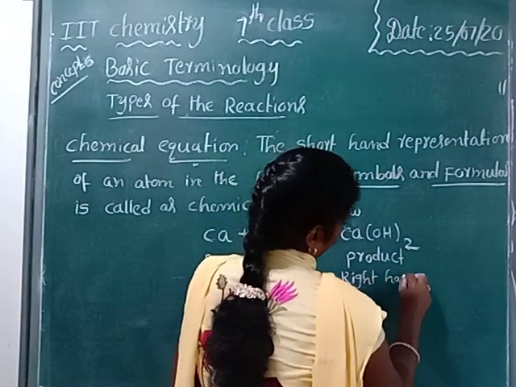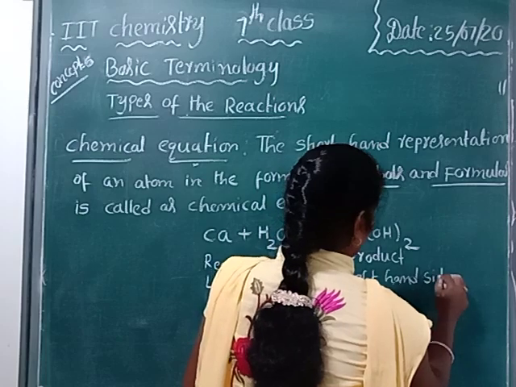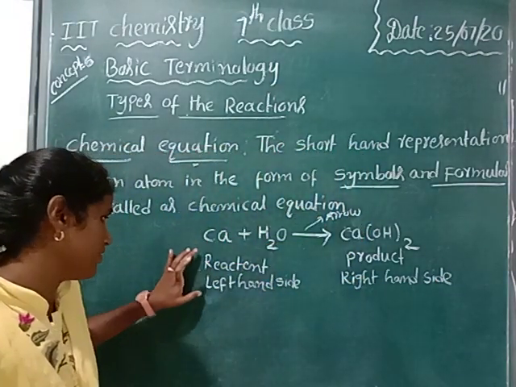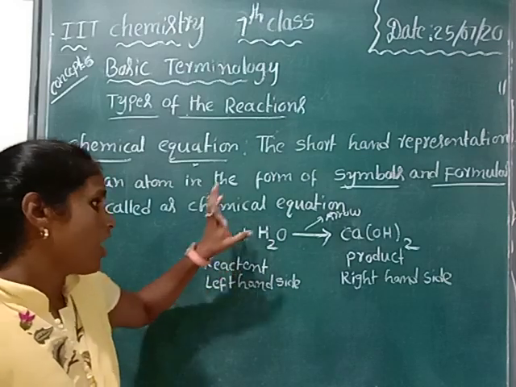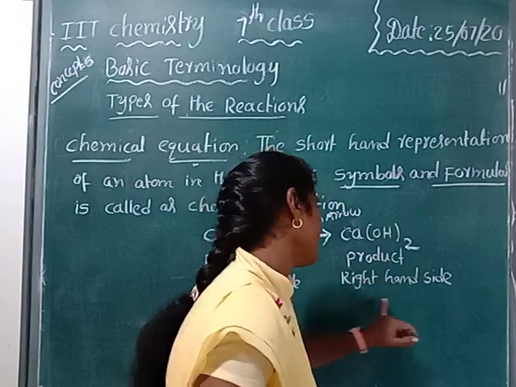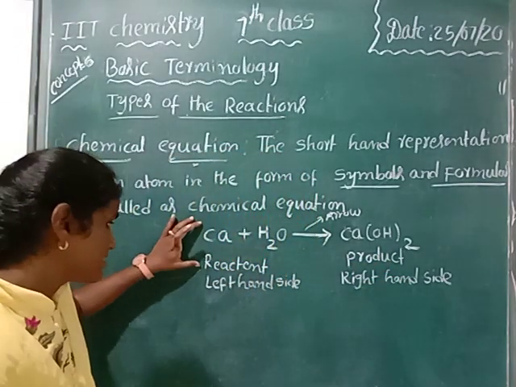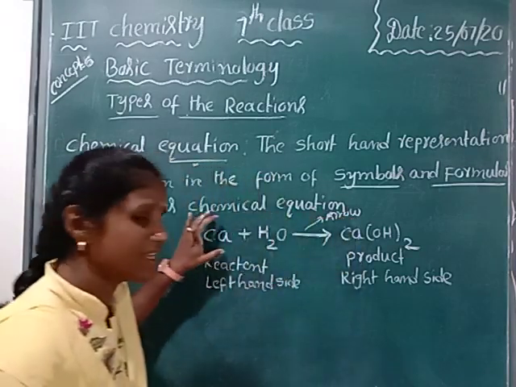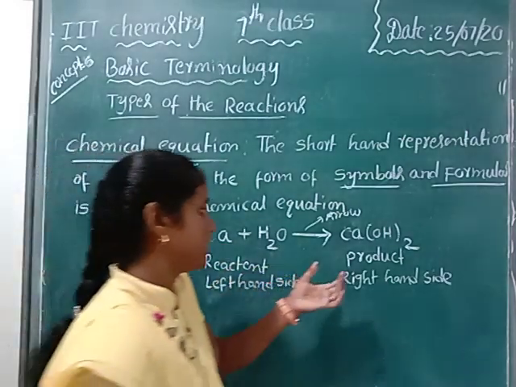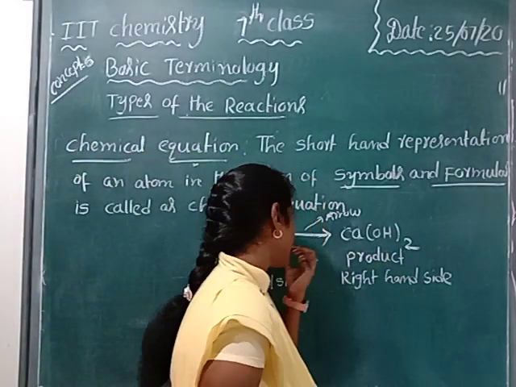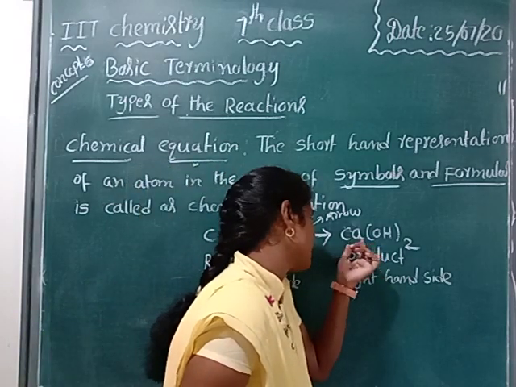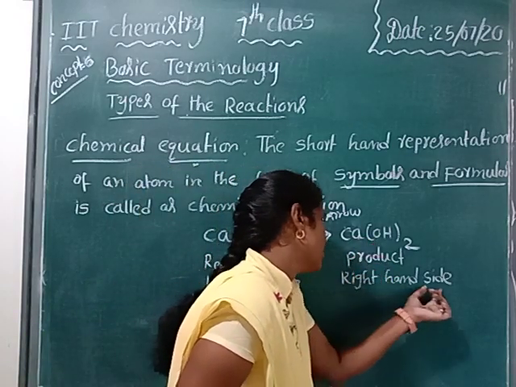Keep in your mind what is reactant and what is product. The substances involved in the reaction are called reactants. The substances formed after the reaction are called products. What is a reactant, children? The substances involved in the reaction. After the reaction, what is formed? The substances formed in the reaction are called products.